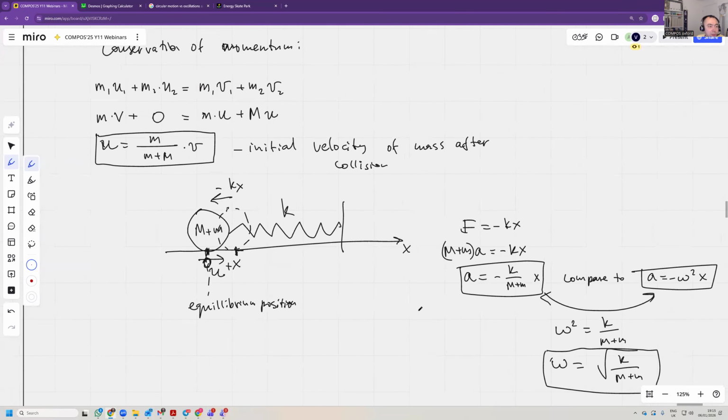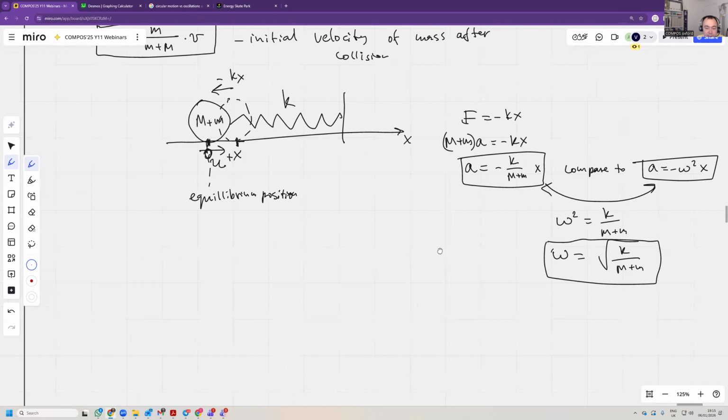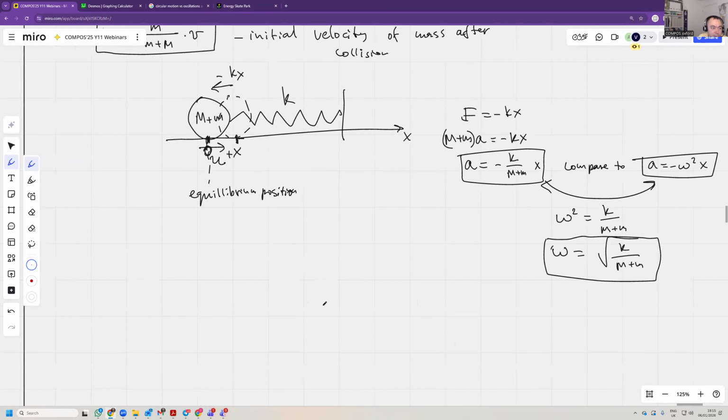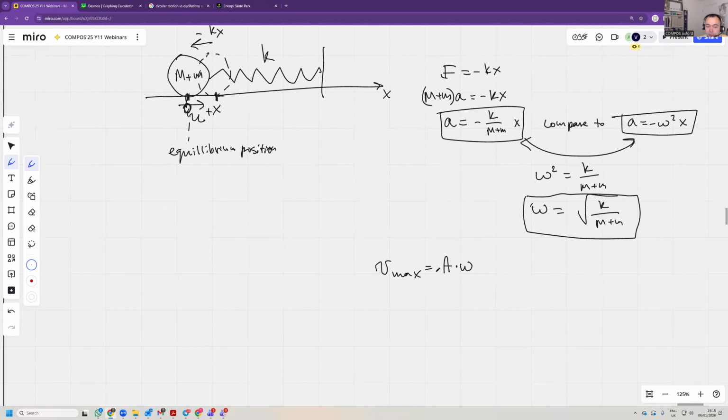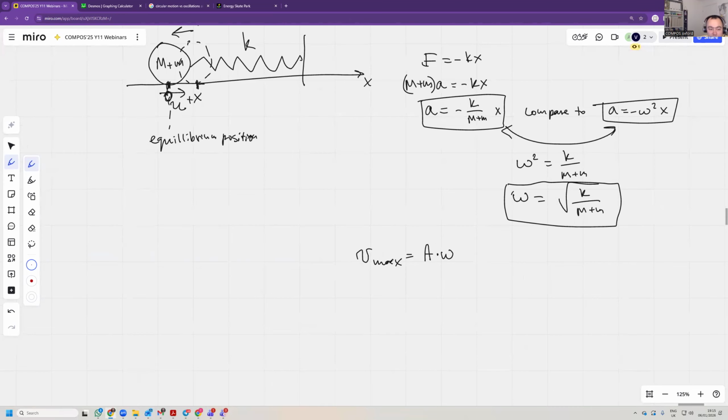And what else do we need? We need the initial phase. Oh, we need the amplitude. To find the amplitude, we know that V max is amplitude multiplied by omega. This comes from the equation of simple harmonic motion. Amplitude times omega, and that means that the amplitude is V max divided by omega, which is V max over the square root of k over M plus m.